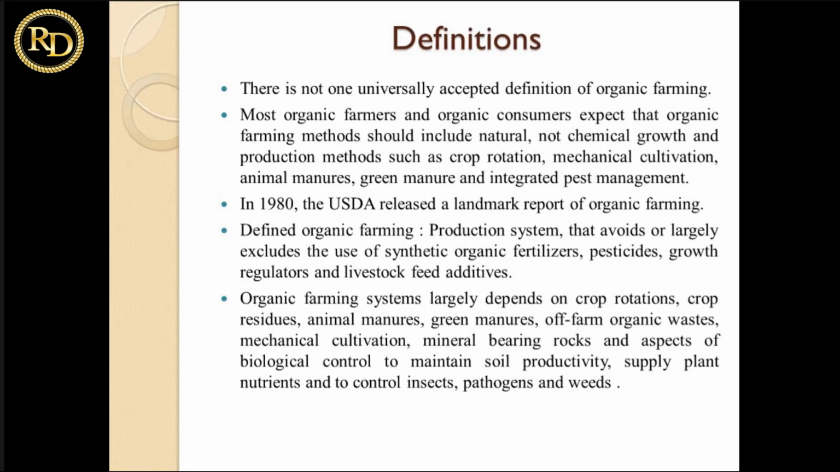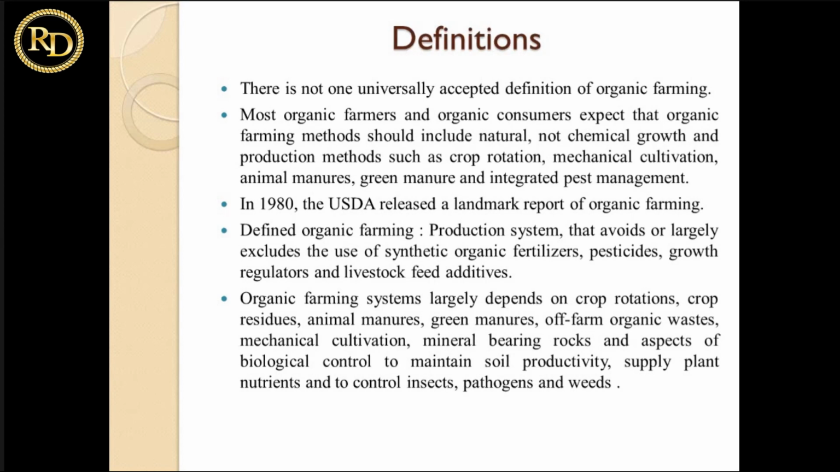Now, lots of definitions are there for organic farming, but we do not have any comprehensive definition. For example, most organic farmers or organic consumers expect that organic farming methods should include natural, that is non-chemical, growth and production methods such as crop rotations, mechanical cultivation, animal manures, green manures, and integrated pest management. This is the demand from most persons dealing with organic matter.